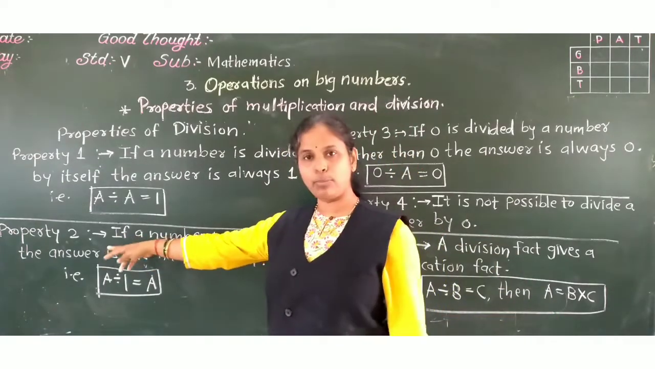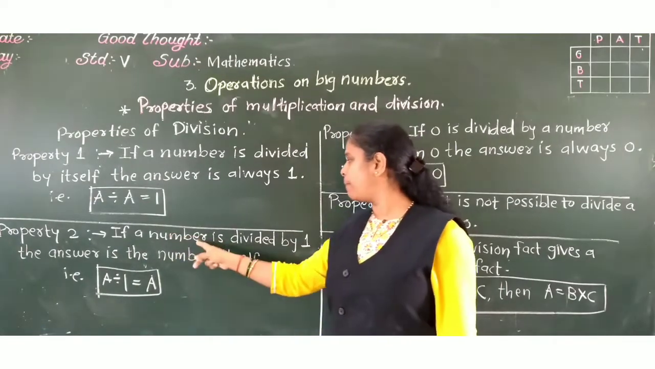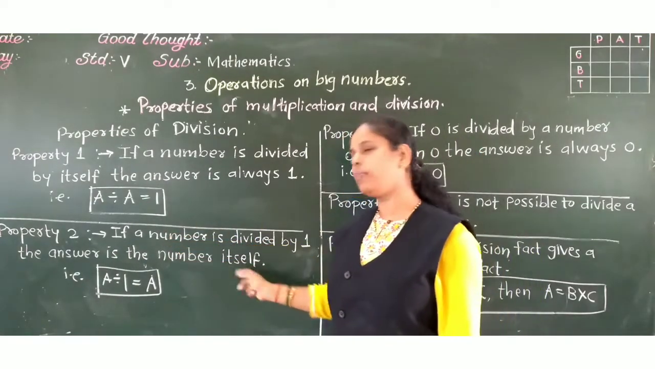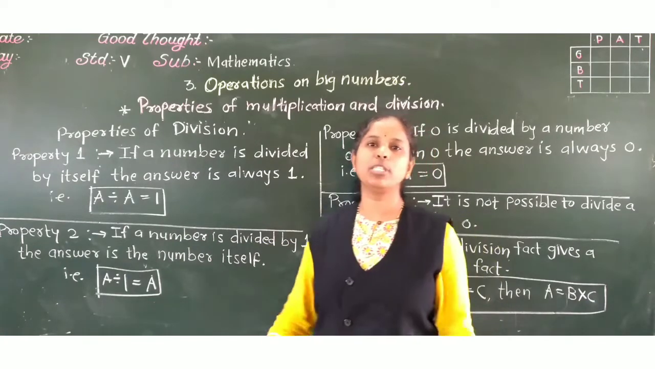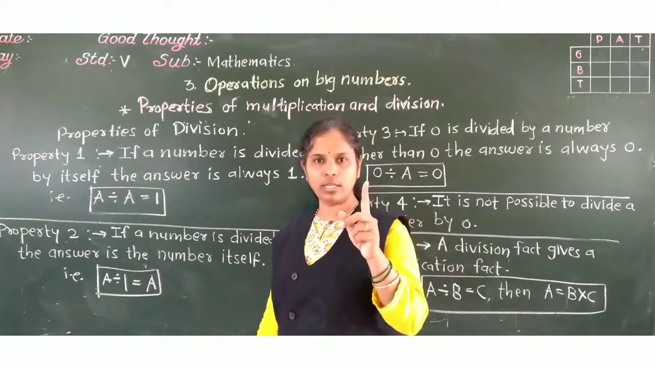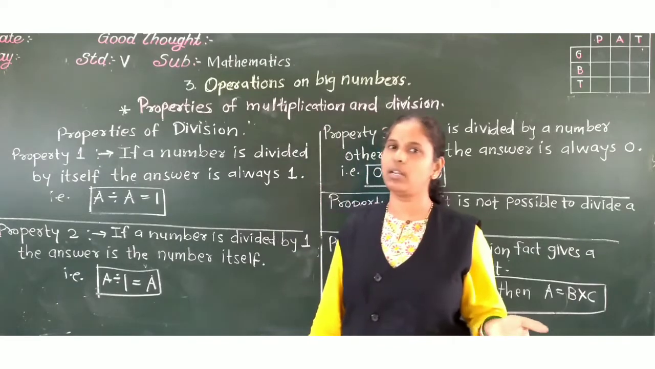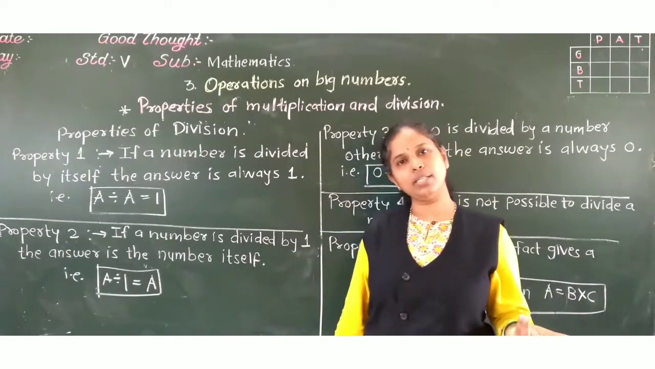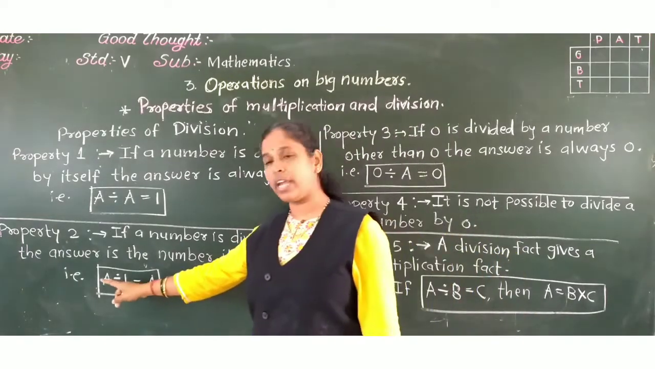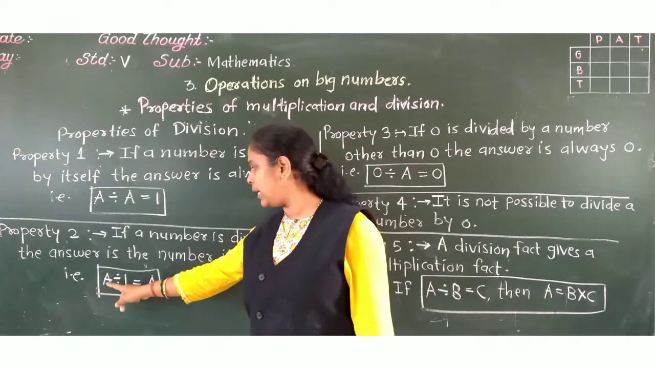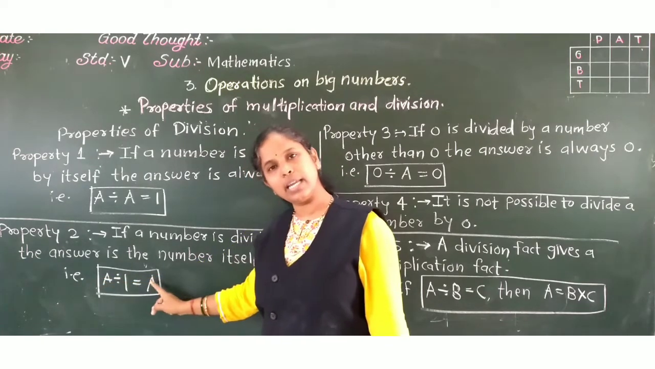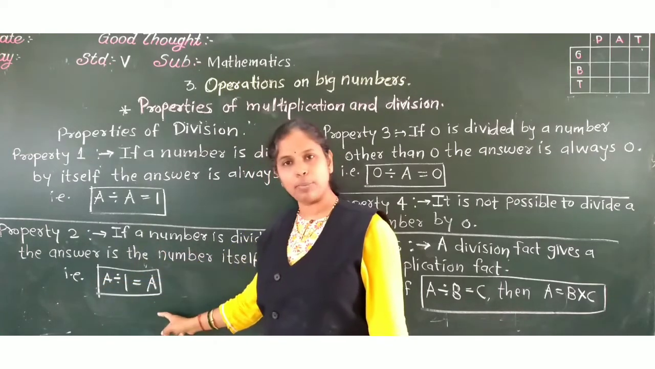Now what is the second property? If a number is divided by 1, the answer is the number itself. Suppose any number is divided by 1, we get the answer as the number itself. For example, 6 divided by 1, the answer will be 6. So if A is any number, then A divided by 1 gives the same number, that is A. This is the second property.